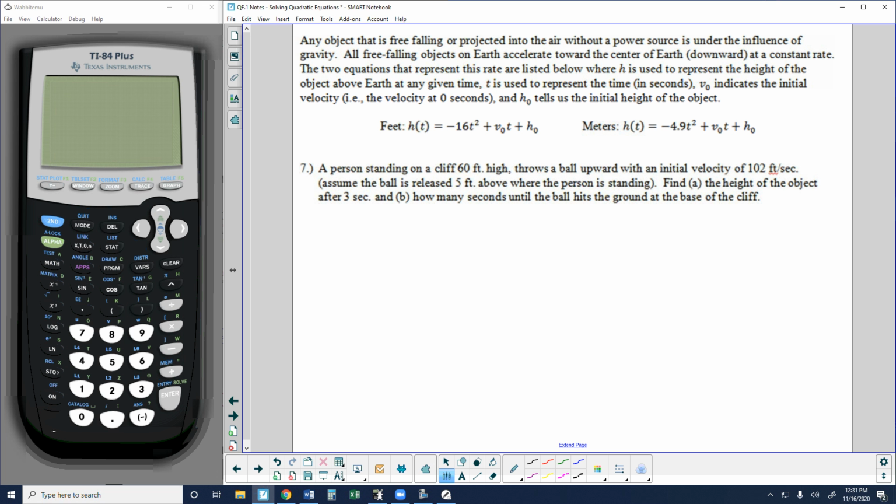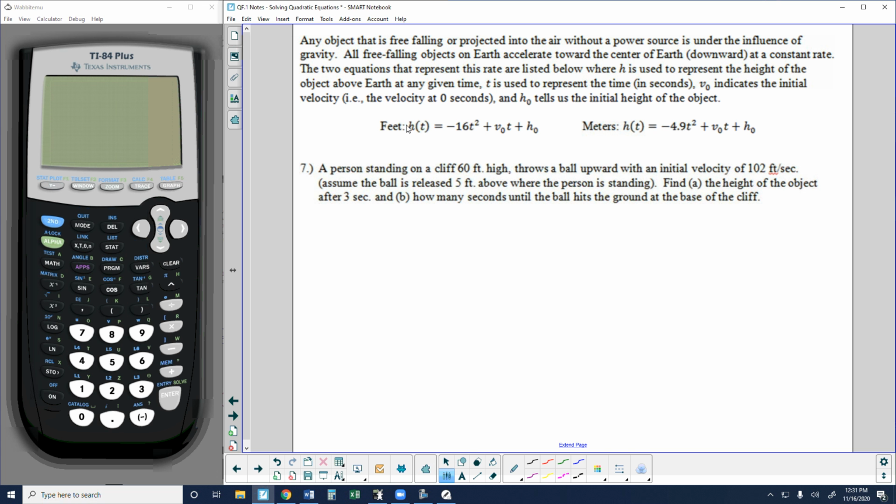So you can go ahead and read the information that they give us here about the equation to represent gravity, the effect of gravity on an object. And so you've probably seen this equation in physics if you've taken physics, maybe in some of your other science classes. Depending on what units we're in, we're going to use one of these two equations here to represent the height of an object after a certain amount of seconds since it was either thrown upward or released downward.